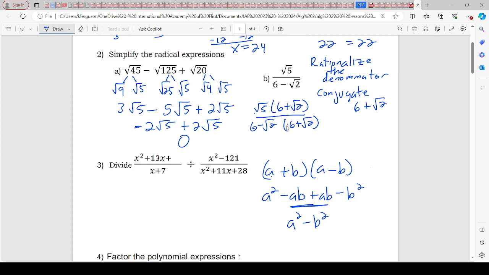Well, in this case, it's going to be 6 minus the square root of 2 times 6 plus the square root of 2. So I'm going to say 6 times 6, that's 36. And then 6 times the positive square root of 2, so that's plus 6 times the square root of 2. And then I've got negative square root of 2 times 6, that's minus 6 times the square root of 2. And then I've got negative square root of 2 times positive square root of 2. That's going to be a negative square root of 4.